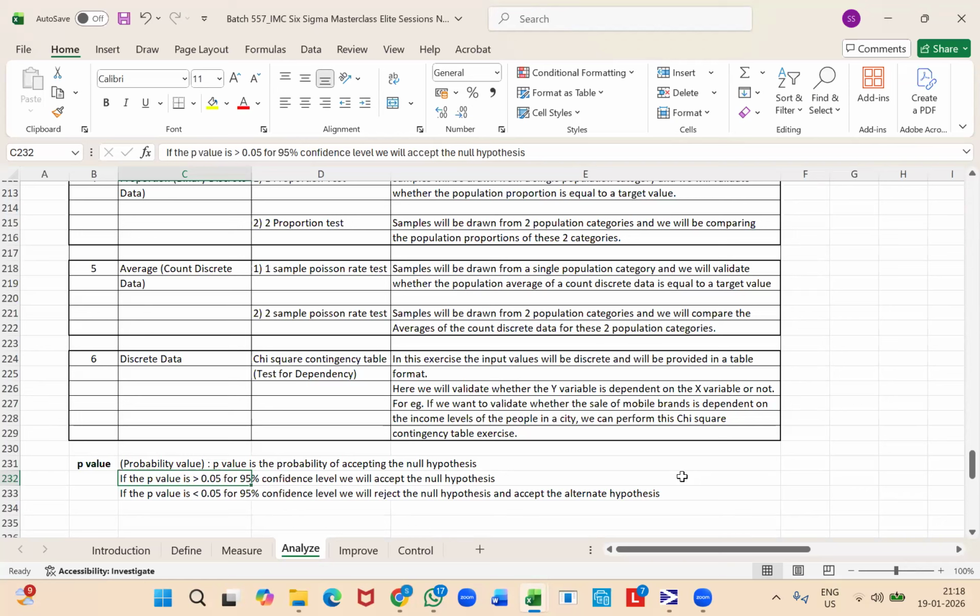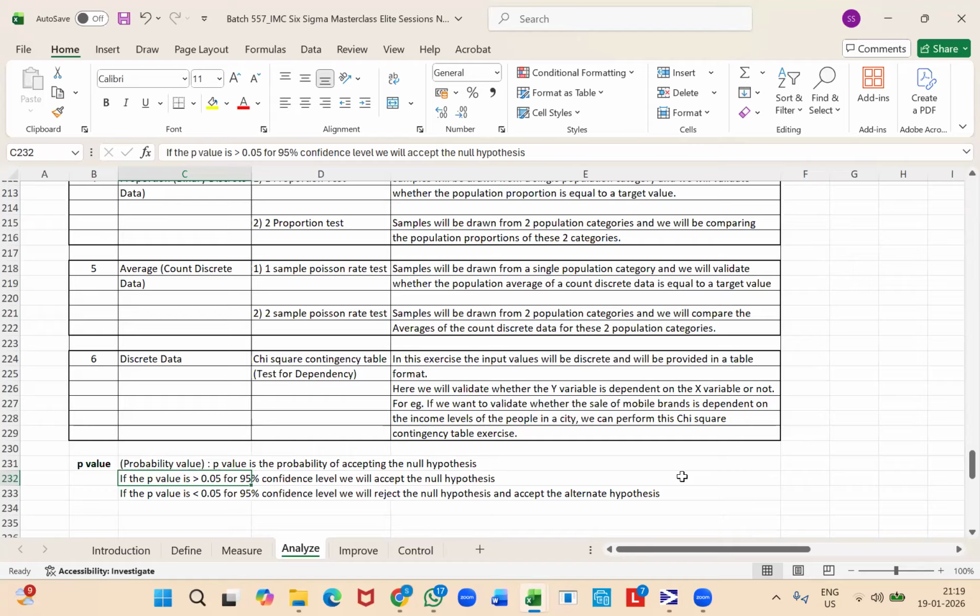If it is 90% confidence level, as I told you, the criteria would change to 0.1 or 10%. If it is 99% confidence level, the criteria would change to 0.01 or 1%. So 0.05 as criteria for p-value would be applicable only if the confidence level is 95%, but then 95% is the default confidence level. So p-value greater than 0.05 for 95% confidence level, we will accept the null hypothesis.